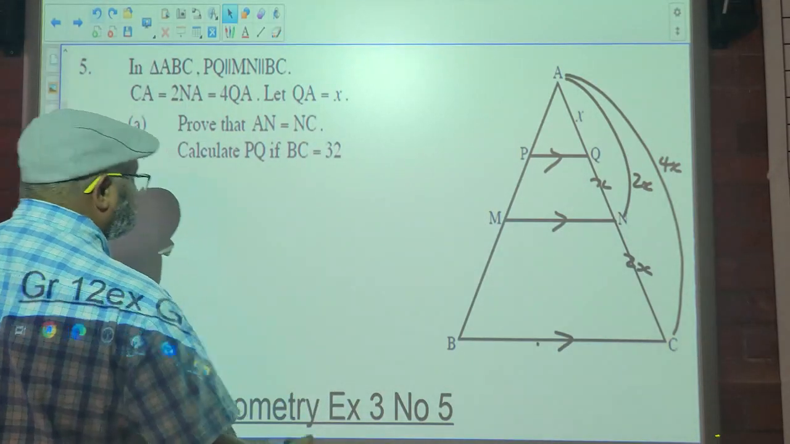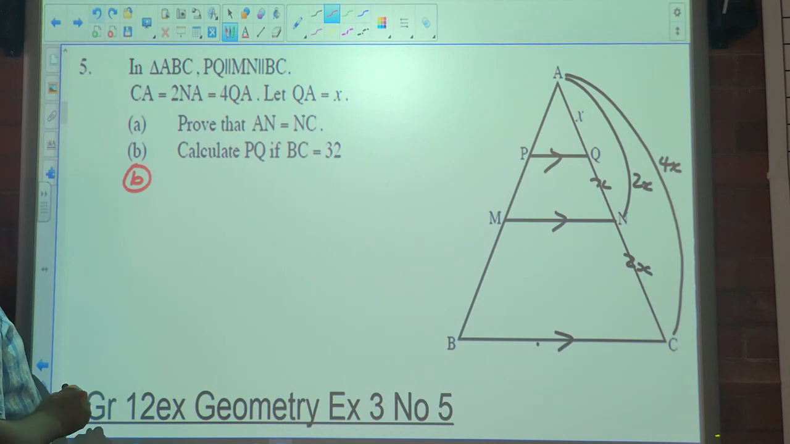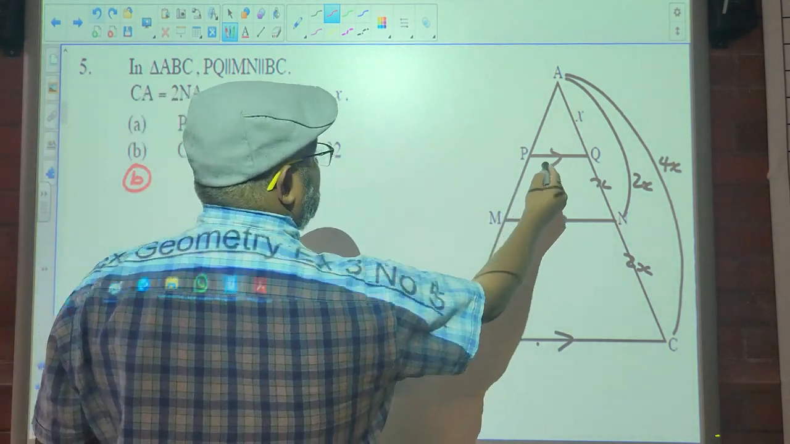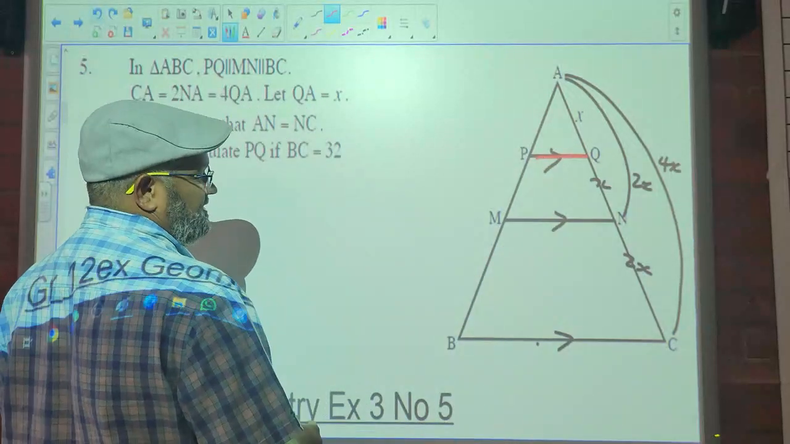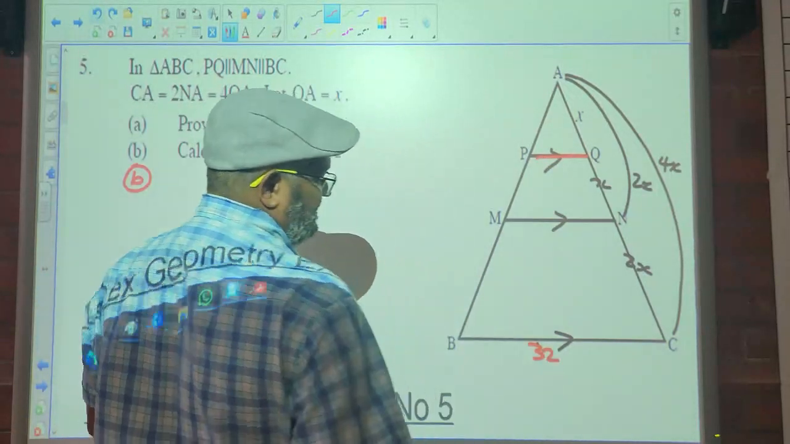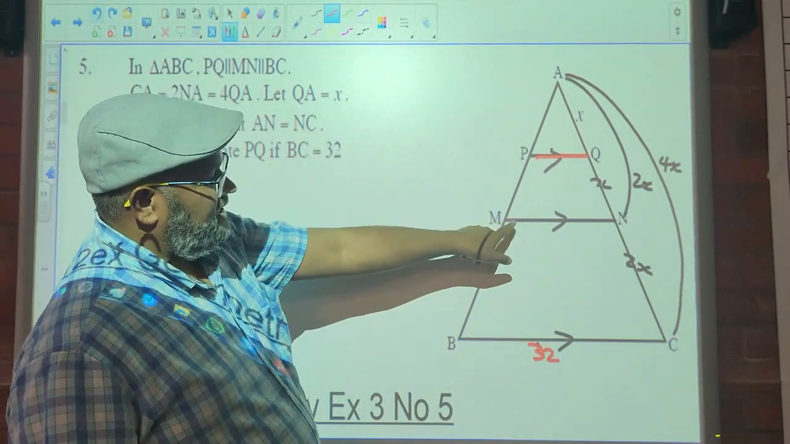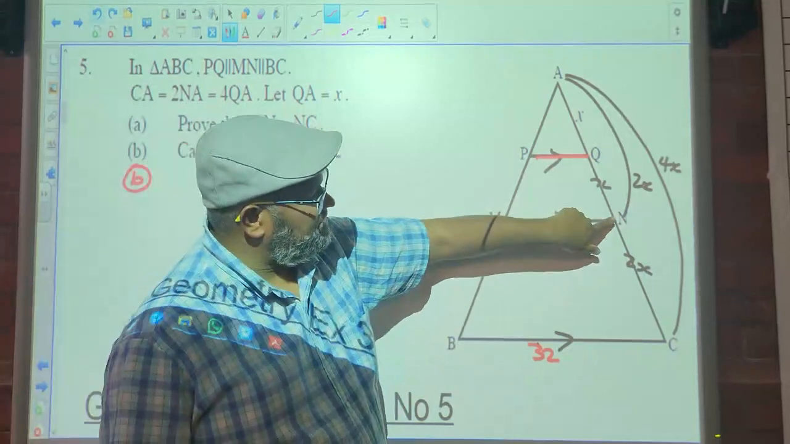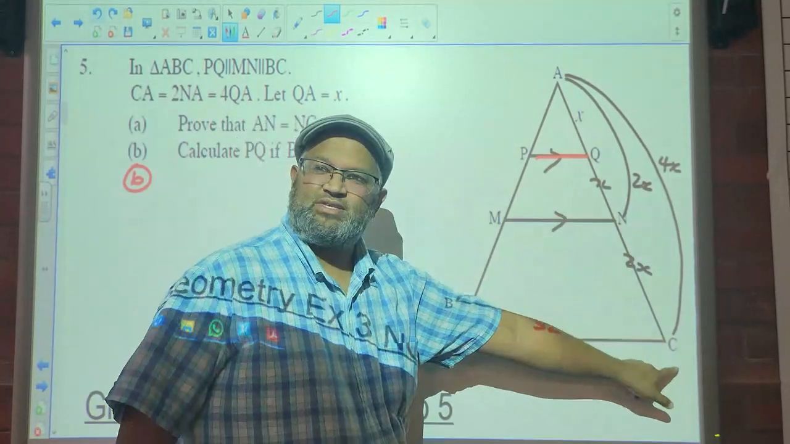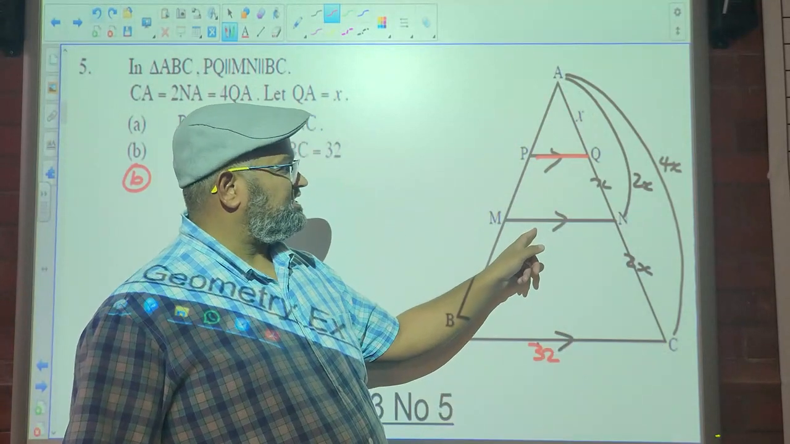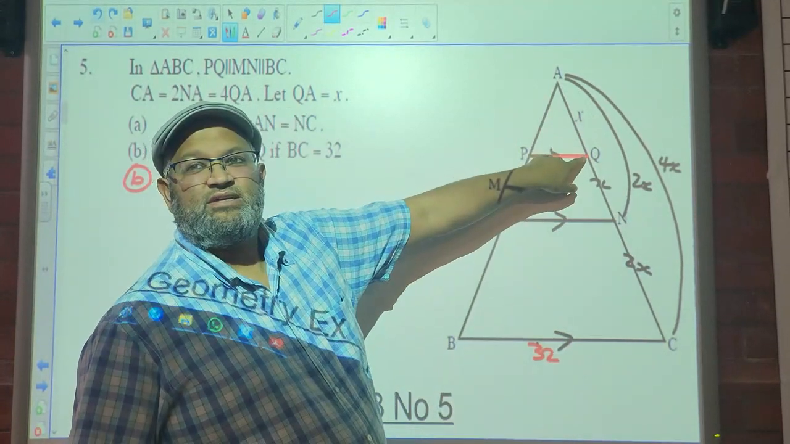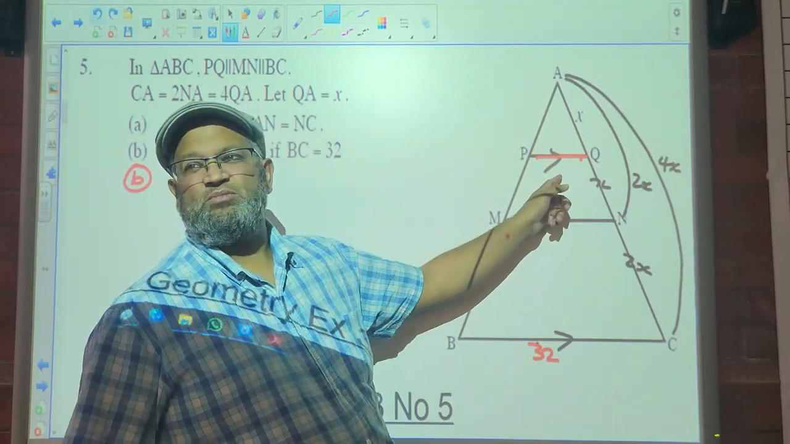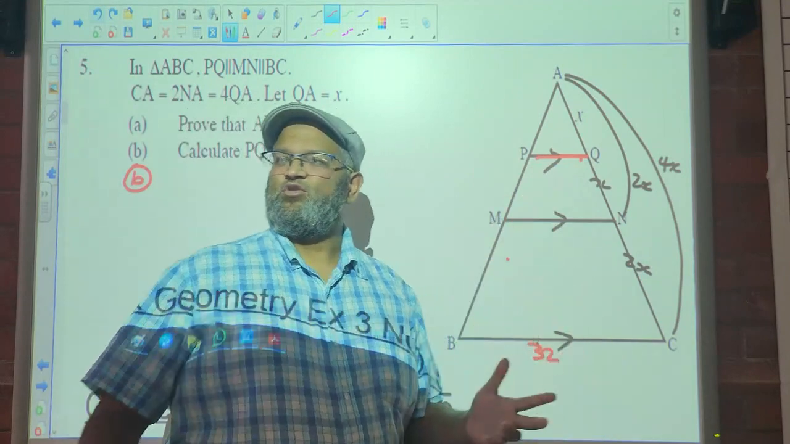Let's look at B. B says calculate PQ. This line here. If BC is 32, we know that MN is half of that, not so? We already said that that's the midpoint. As you can see, that's 2x and 2x. So that's going to be half, so that's going to be 16. And there's also the midpoint. And these lines are parallel. So if this is 16, then it's going to be 8.